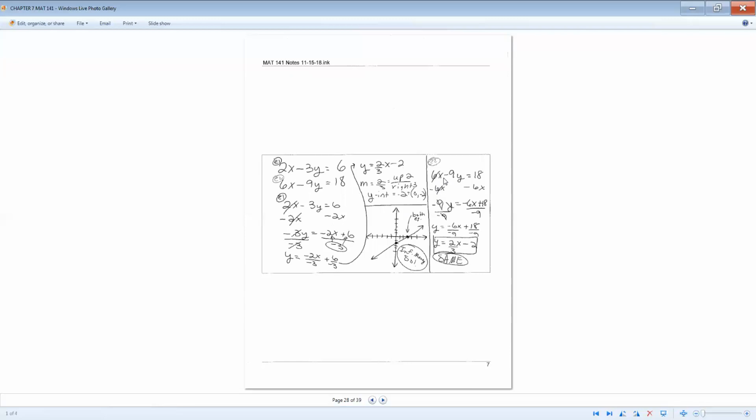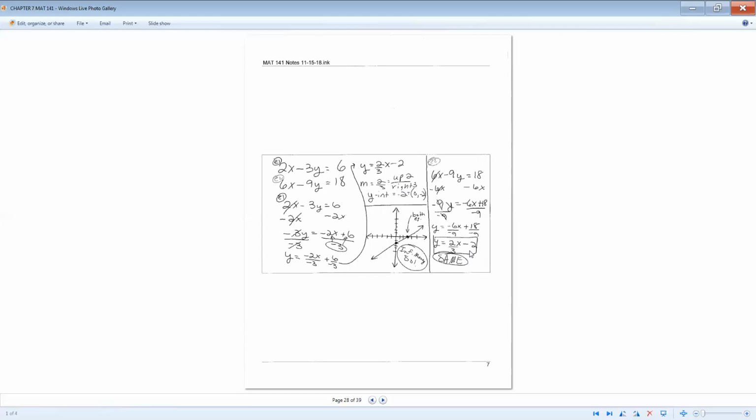Go ahead and solve this equation for y. Subtract 6x from both sides. Divide by negative 9. And that'll be 2/3 x minus 2. Once again, the same equation. Notice here we have the same equation.